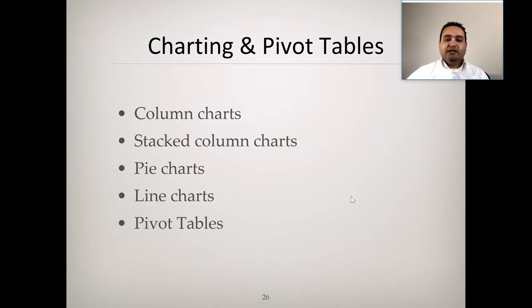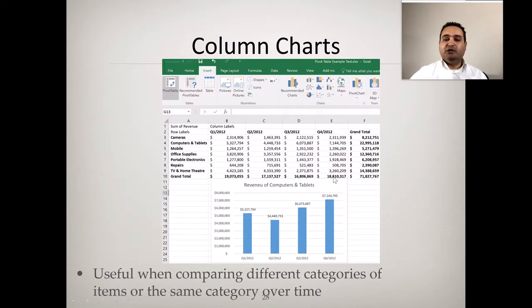So let's look at the column chart. And when do we use a column chart? So we use a column chart when we are comparing categories of items or the same category over time. So the same example here, we have revenue of computers and tablets by quarters, so over time from quarter 1 all the way until quarter 4.